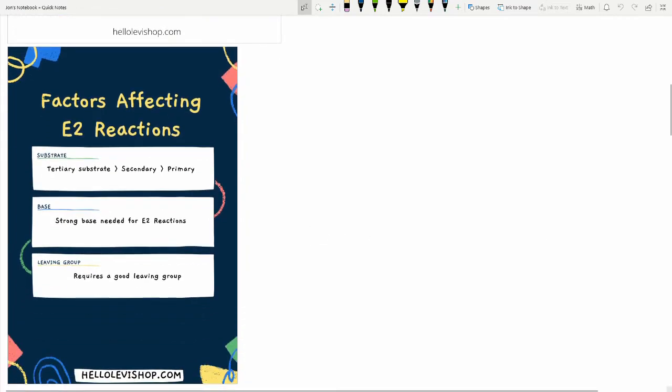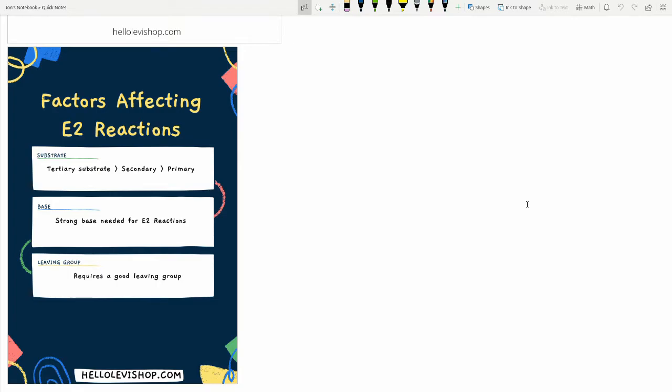So let's move on to some factors that affect E2 reactions. We can look at the substrate, the base, and the leaving group. With the substrate, E2 reactions prefer tertiary substrates over secondary substrates over primary. This is due to the stability of the alkene. The more substituted the substrate, the more stable the double bond.